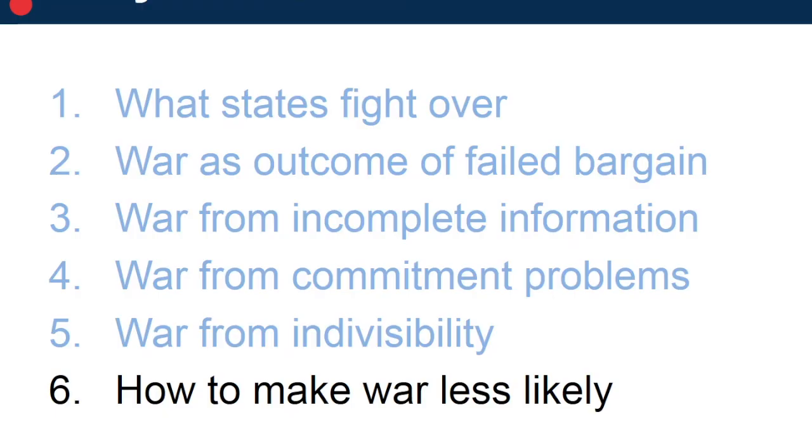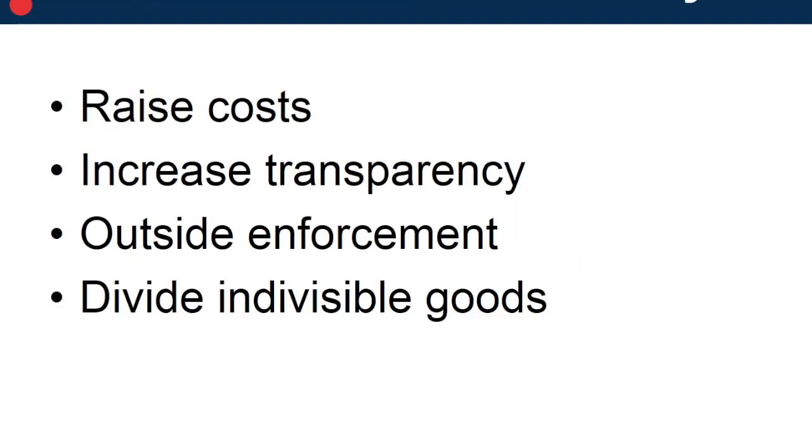So how do we make war less likely? Well, we could raise the costs. If we have nuclear weapons, the devastation to human life would be catastrophic. We can increase transparency. We can do this with satellites, with internet surveillance. We can also have outside enforcement, like the UN or NATO. There's also this idea of dividing indivisible goods. Not everything that they claim to be indivisible is indivisible. Land, for instance, very divisible.